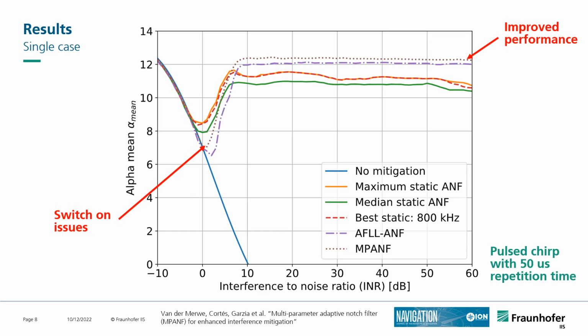Lastly, here is a small selection of the results. A pulsed chirp with 50 microsecond repetition rate is mitigated with the MPANF, the ANF, and several static adaptive notch filters. The alpha mean metric from acquisition for different interference to noise ratios is shown. This case shows that the MPANF outperforms all other notch filters when the interference to noise ratio exceeds 10 decibels.